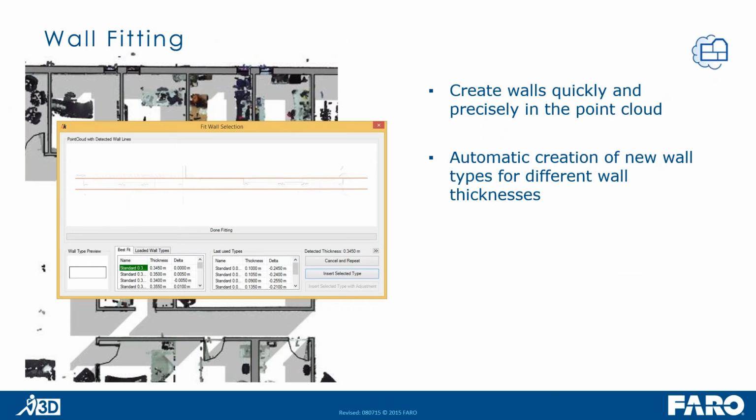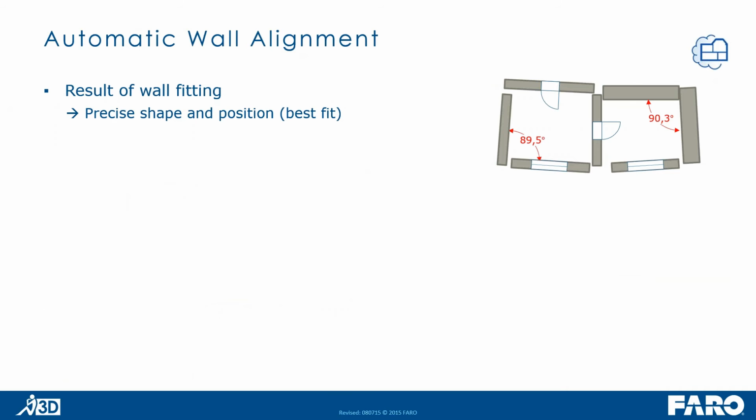If you have done this and you start modeling your overall geometry, your walls, PointSense helps you with the wall fitting tool, so you can quickly create the walls in the point clouds, and the software automatically finds the right wall thickness and also automatically creates new wall types for the wall thickness. I will show you this in a few seconds. Before that, what happens with your walls if you're fitting walls? You will get a result that looks a little bit like this.